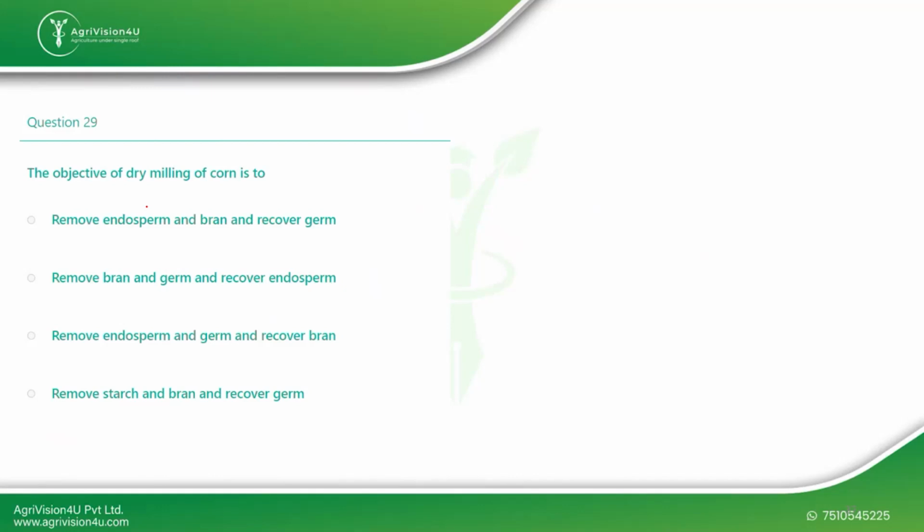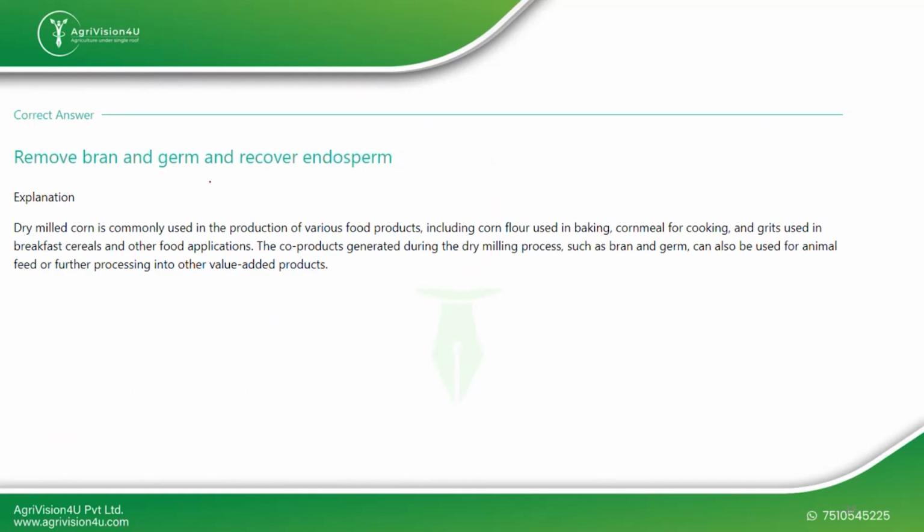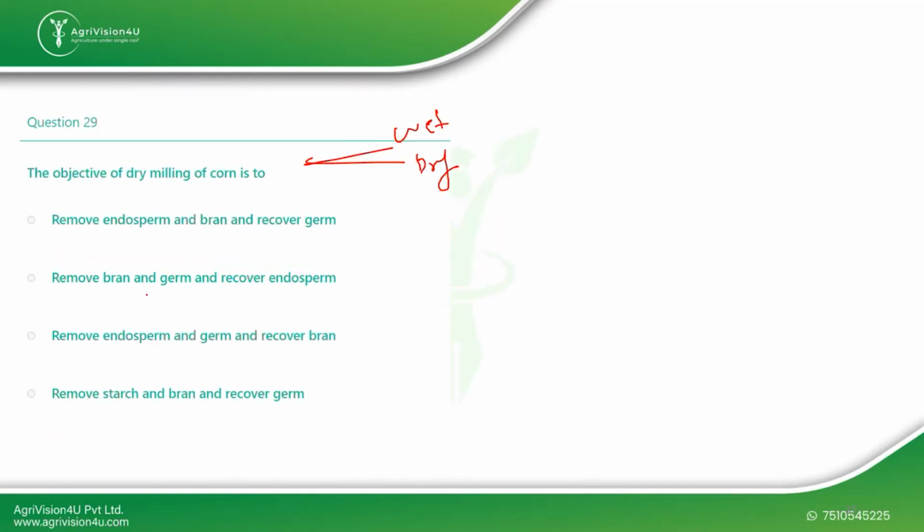The next question is, the objective of the dry milling of corn is to... Now in corn, you will have two types of milling, wet and dry. Now what is the objective for dry milling? So the objective for dry milling is to remove the bran and germ, and then recover the endosperm. Okay, just option number B. Remove the bran and the germ and then recover your endosperm. So this is the correct option for dry milling. If the objective was regarding wet milling, it would be different.